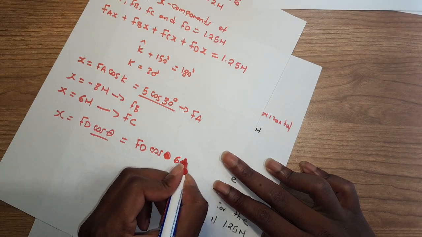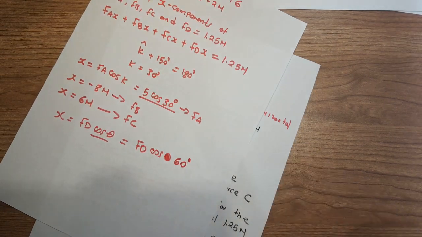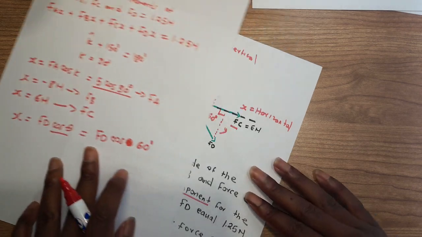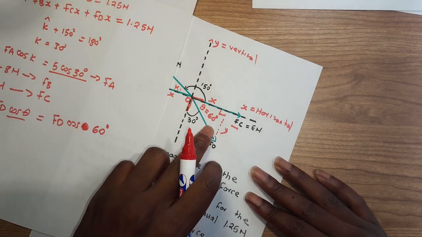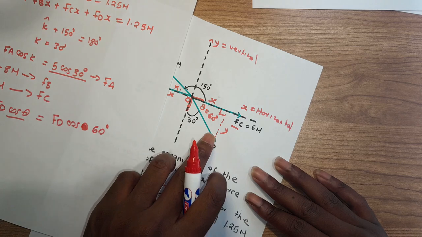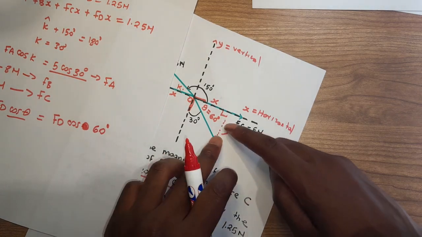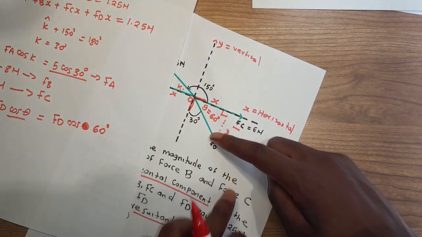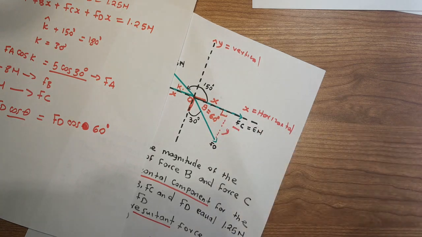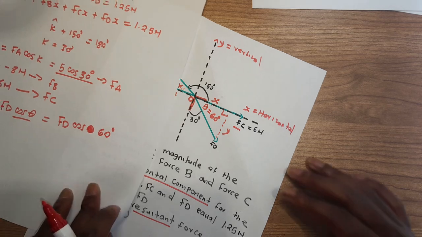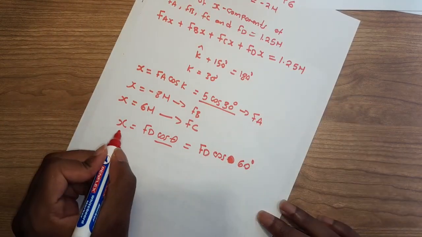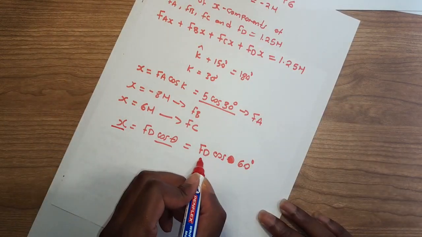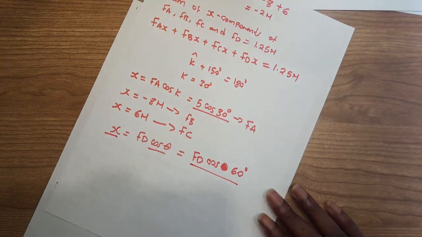I should do another example using the other method, trying to find the x component using this triangle, with this angle that is 30 degrees. But I do not want to confuse you. I want you to do that on your own and see if you get the same answer, because I feel like I will be confusing you by feeding you a lot of information here. So we know that the x component of FD is just FD cos of 60 degrees.